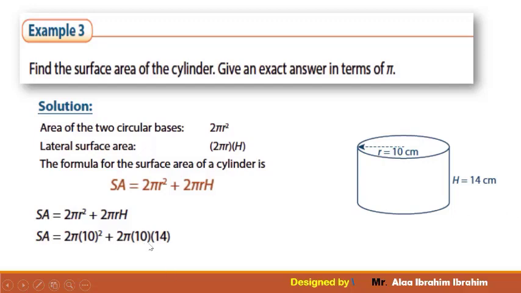This gives me 280 pi. So we have 200 pi and 280 pi. Together, how many? 480 pi. Remember this. So the surface area, the total of them, is 480 pi centimeters squared.